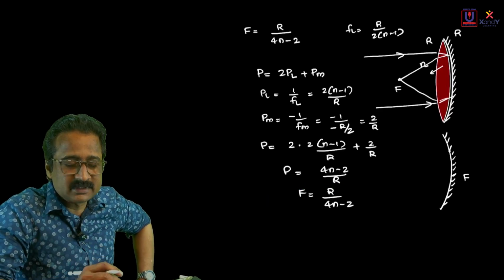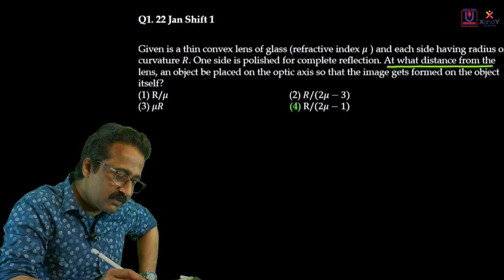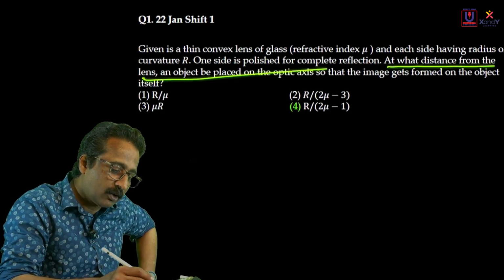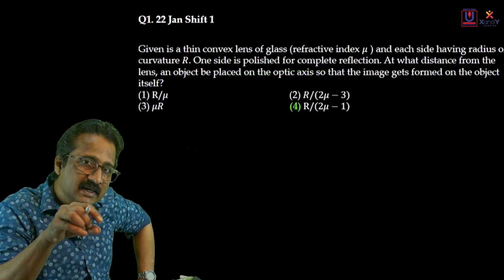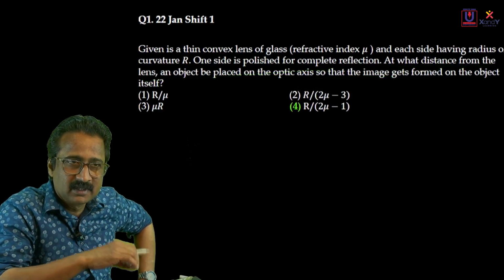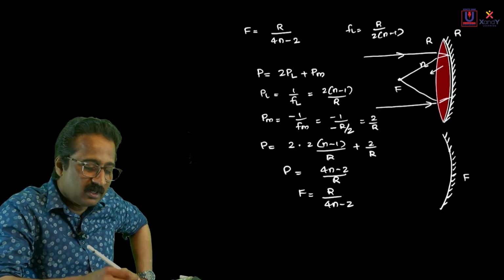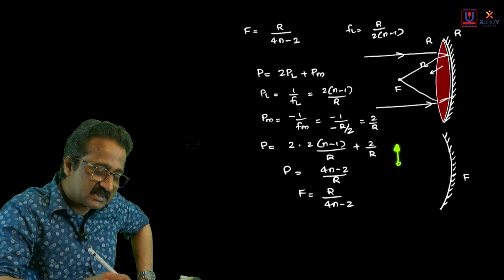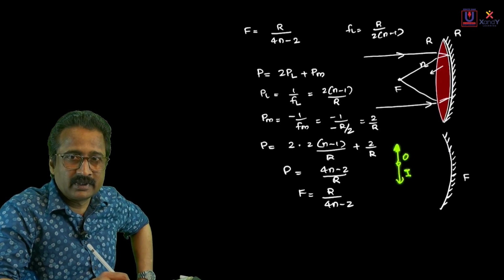Now let's come to the question. They ask you, at what distance from the mirror, from the lens, an object must be placed on the optic axis so that the image is coinciding with the object itself. Usually in the case of a concave mirror, it happens, sometimes at least. When you keep an object exactly at some point, image also will be formed at the same point, and you know where it must be kept.